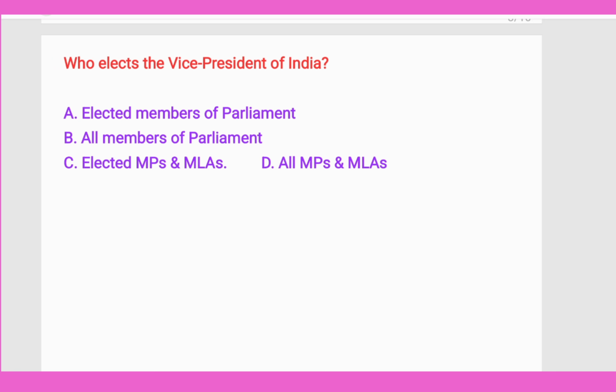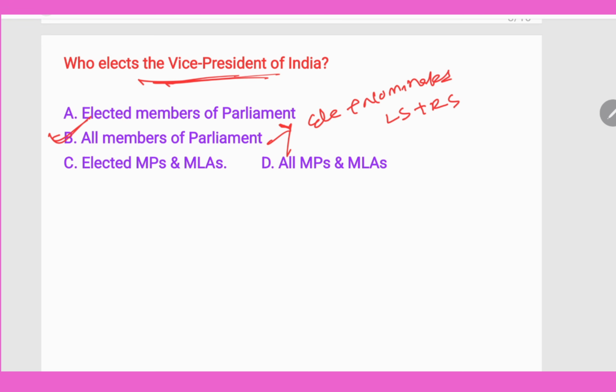The next question is, who elects the Vice President of India? The Vice President is elected by all members of Parliament. Here all members means both elected and nominated members of Lok Sabha and Rajya Sabha. Okay.